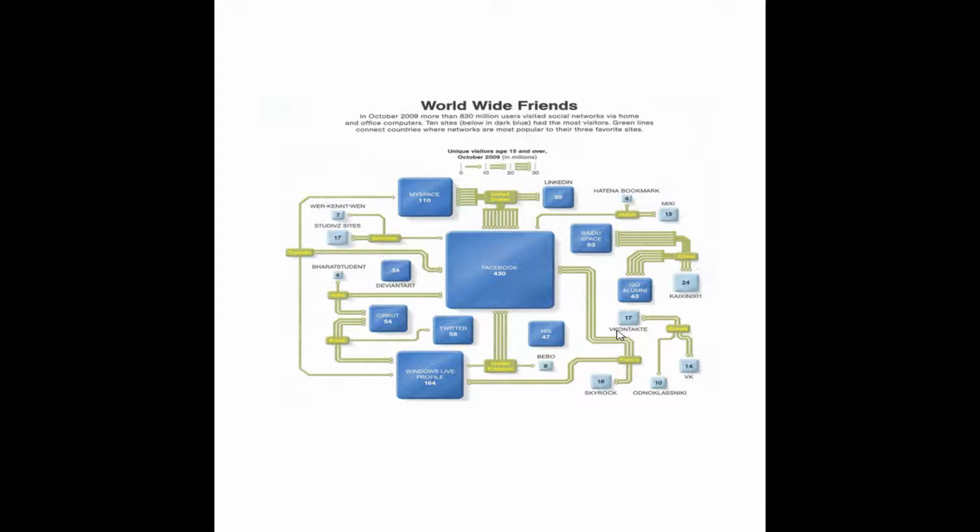You can see that we have Facebook with 430 million, then the Windows Live profile with 164, then MySpace with 110. We can also notice countries like the United States have a lot of Facebook users. Actually, if you count the vertical lines here, every vertical line is 10 million people. Therefore, in the United States, the three most popular sites are LinkedIn, MySpace, and Facebook. And you can see the same for the United Kingdom, for Japan, for China, for Germany, and other countries.